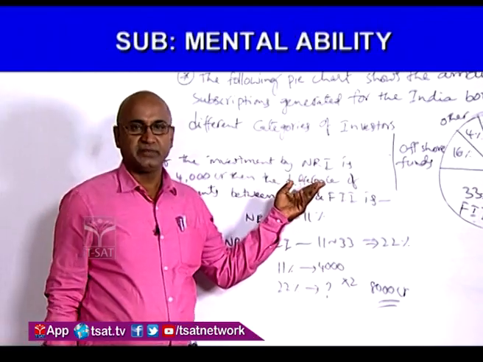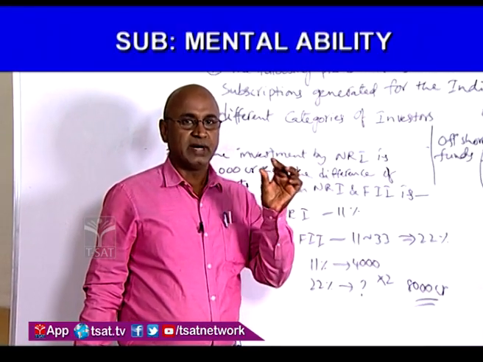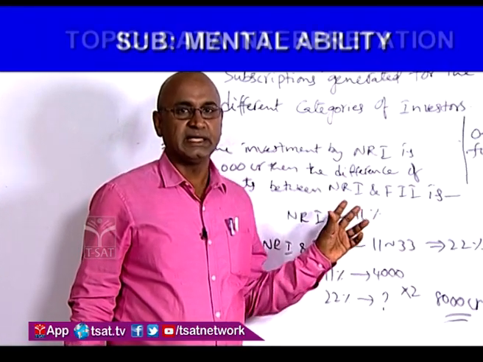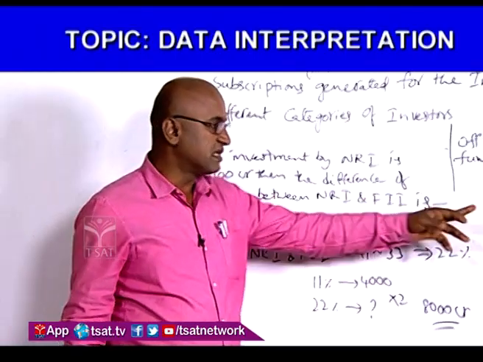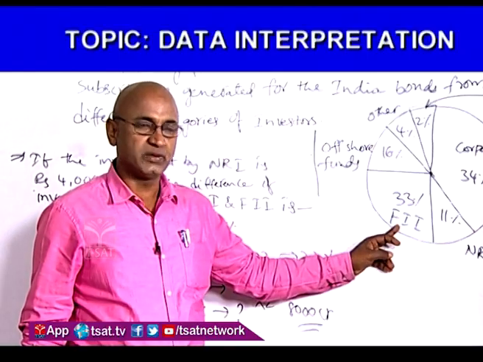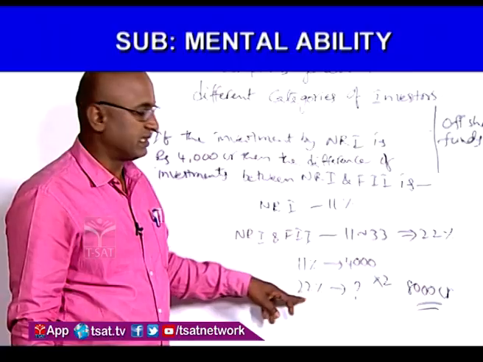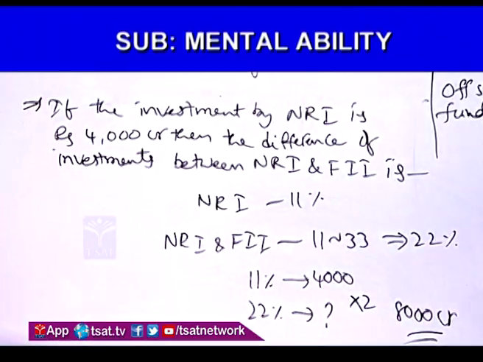If the investment of NRI is rupees 4,000 crores, then what is the difference between the investments of NRI and FII? NRI investment is 11% and FII investment is 33% and the difference is 22%. So if 11% is 4,000, then 22% is how much? It will be around 8,000 crores rupees.